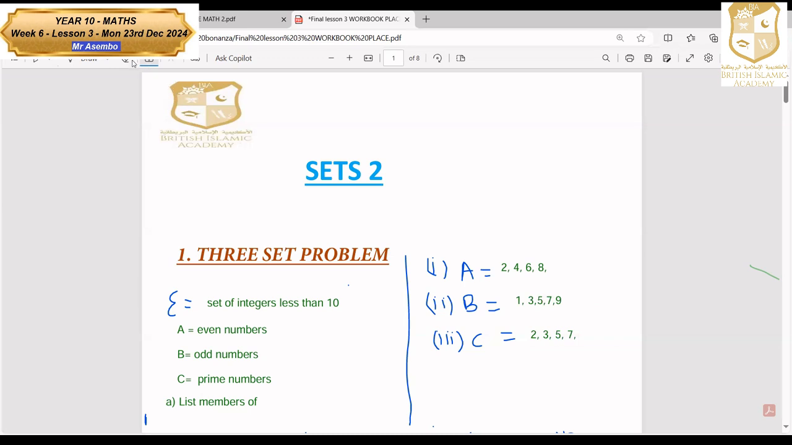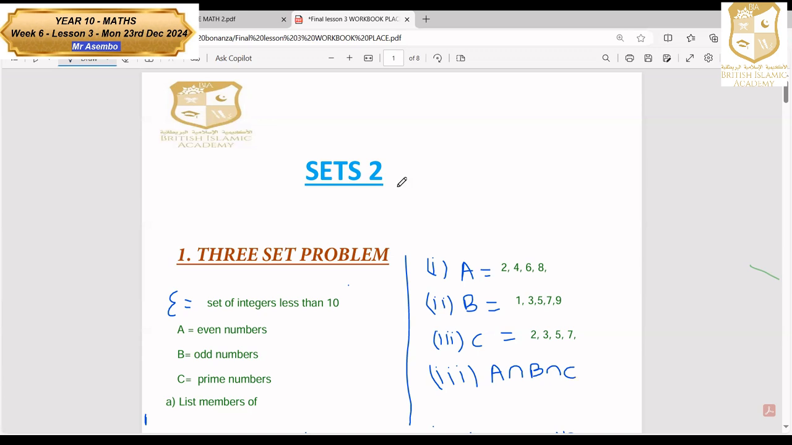And then Roman 4. Now that is from your set 1. You can list the members. Now Roman 3 says get the members of A intersection B intersection C.